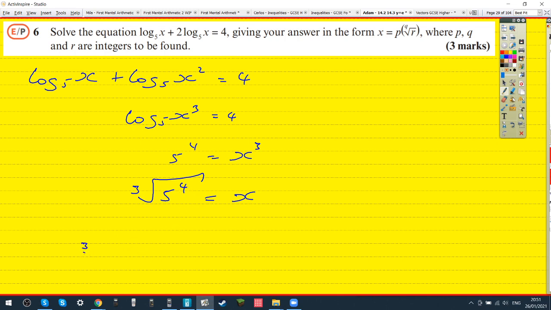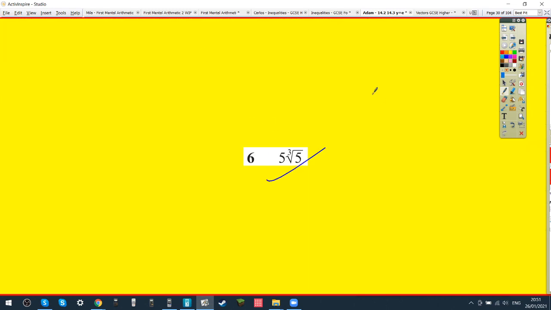Alright, just to give you an explanation. 5 to the 4 is the same as 5 to the 3 times 5 to the 1. And what's the cube root of 5 to the 3? 5. Yeah, so it's 5 times the cube root of the other 5 to the 1, which is just 5. Oh, okay, yeah.